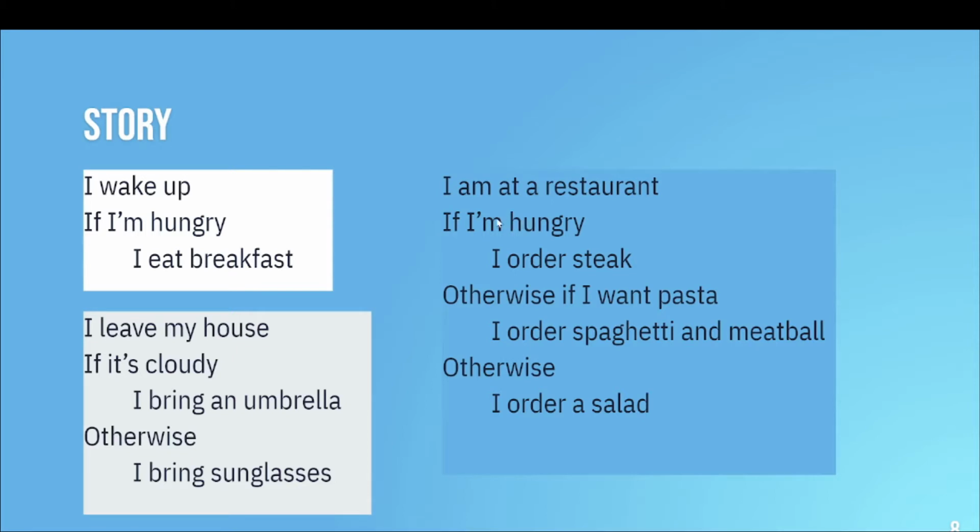And the third one is even more complex. So I am at a restaurant. If I'm hungry, I order steak. Otherwise, if I want pasta, I order spaghetti and meatballs. Otherwise, I order a salad. So if I'm not hungry and I want pasta, I order spaghetti and meatballs. But if I don't want pasta either, I just order a salad because the other two conditional statements didn't meet the condition. So I'm going to order just the default.